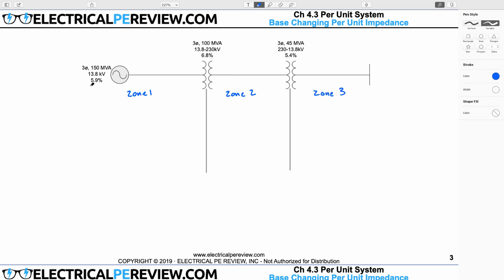Let's say we want to express the 5.9% per unit impedance, or percent impedance, of this generator. We want to base change that and express it in the base values of transformer T2. So how do we do that?